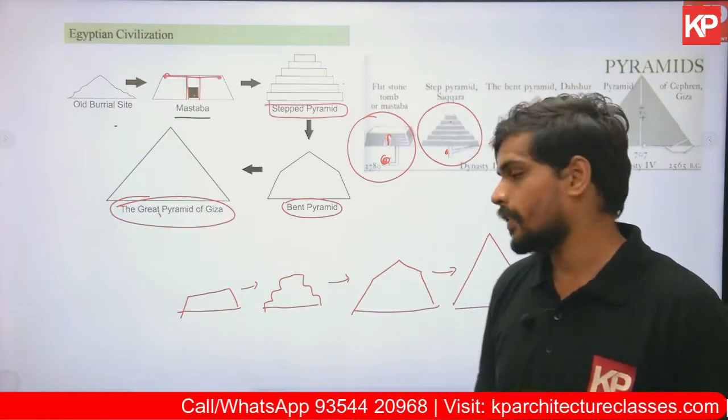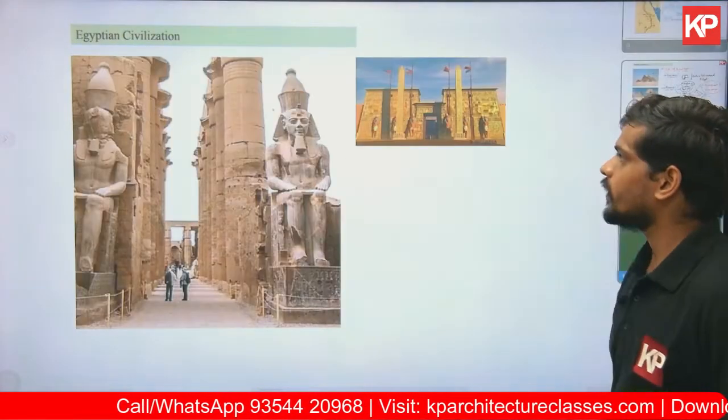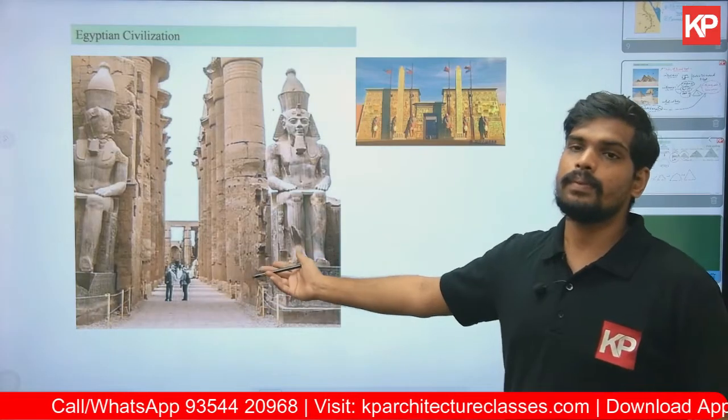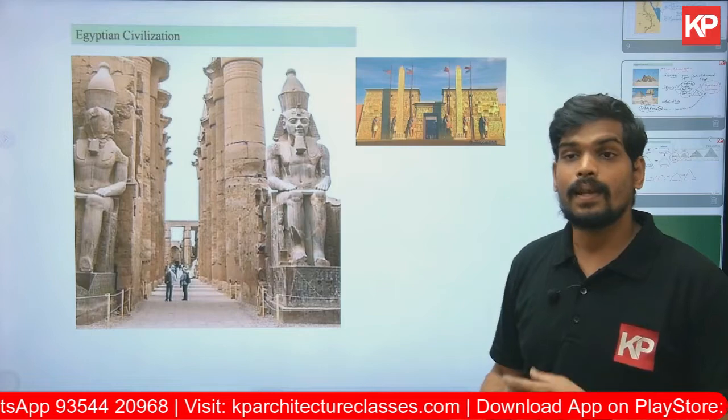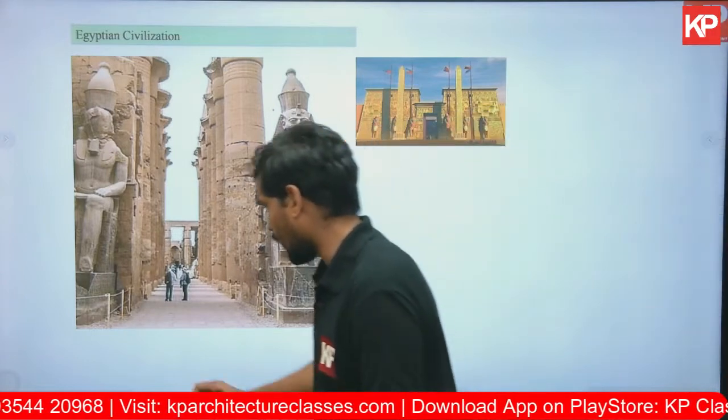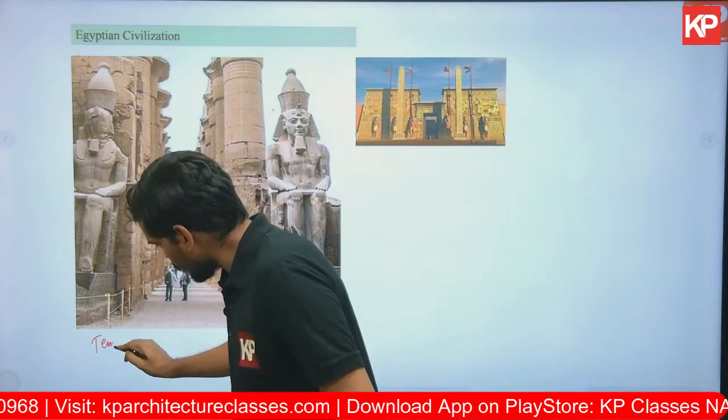With that, we will complete Egyptian architecture. So let us look into the temples of ancient Egypt. This is a picture of the remains of the temple of Karnak. The name of this temple is Temple of Amun-Re in Karnak.